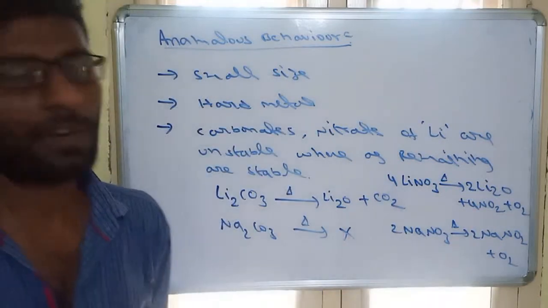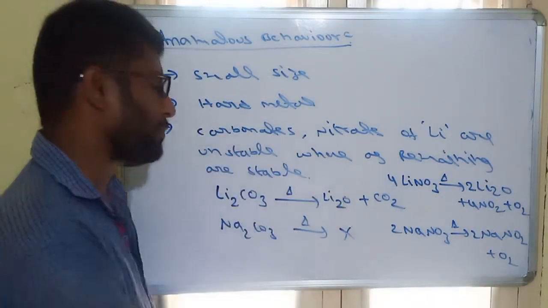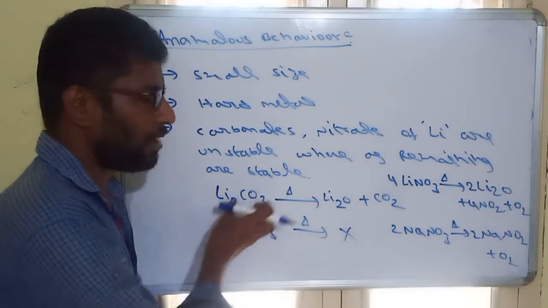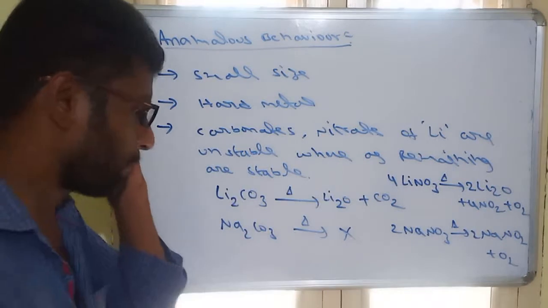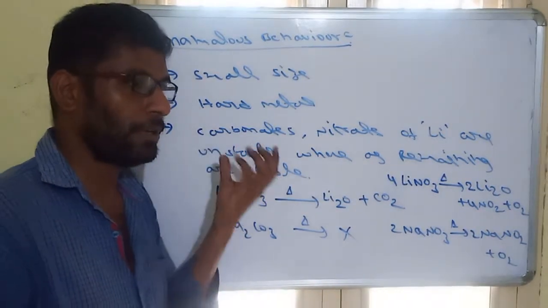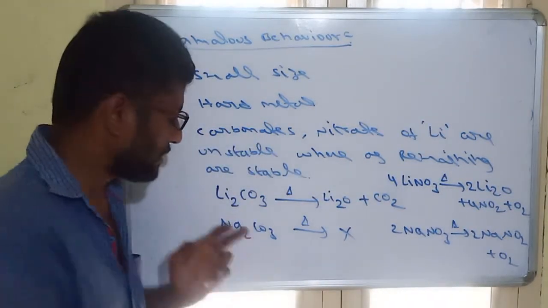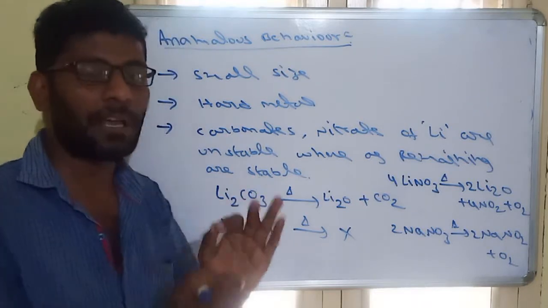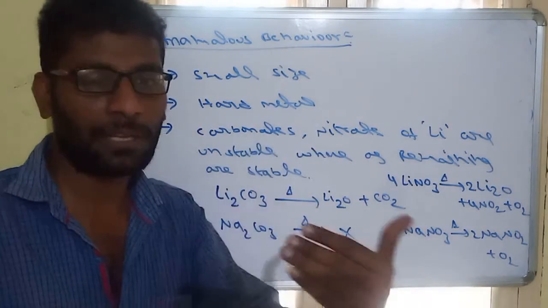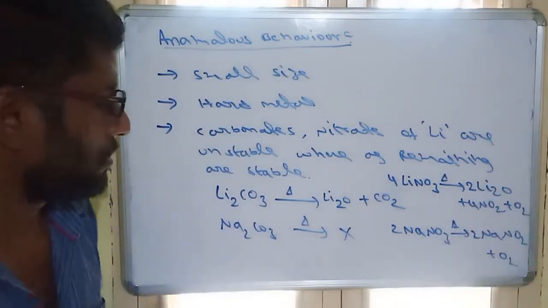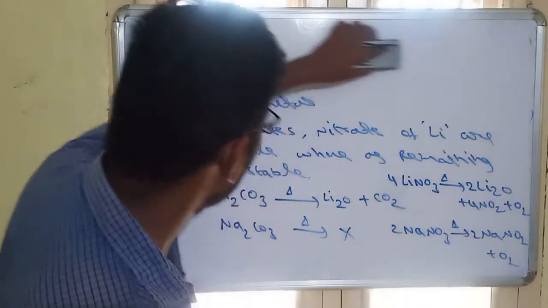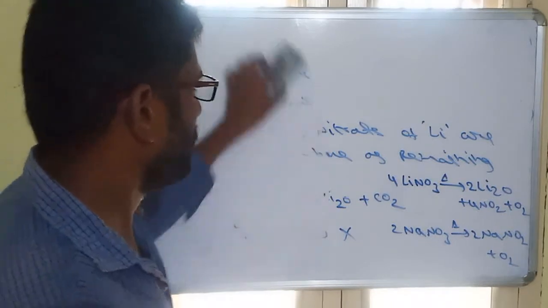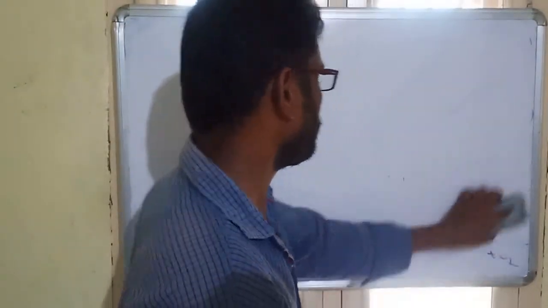There are a number of extra different behaviors. So these are important: carbonates of lithium and nitrates of lithium are unstable. This is due to size mismatch, that is, simply due to low lattice energy. When size is not matching, lattice energy is less. When size is matching, lattice energy will be high. So that is the important order. This is anomalous behavior. Every first element will show different behavior than the rest of the elements.